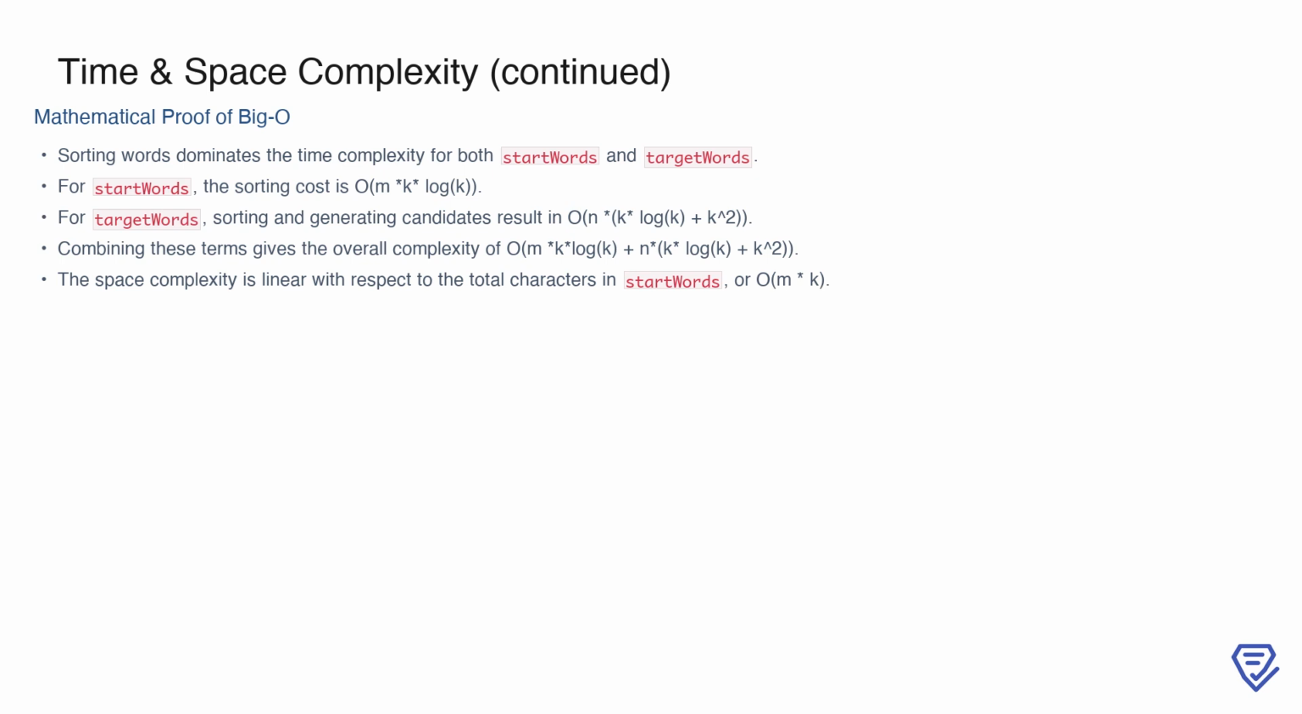On the space complexity side, the primary factor is the storage required for the start_set, which is proportional to the total number of characters in start words, resulting in O(m*k). Therefore, the space complexity is linear with respect to the input size, while the time complexity balances sorting and candidate generation effectively.